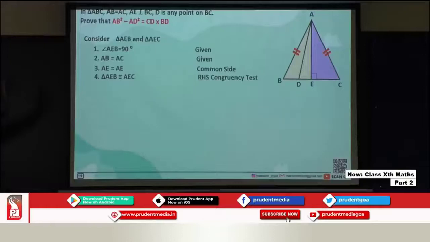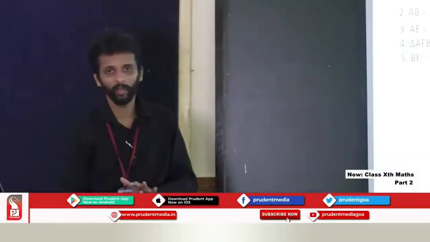So I can say triangle AEB is congruent to triangle AEC, and it is because of the right angle hypotenuse side congruency test. Once you have proved that these triangles are congruent, look at the figure carefully now. I can write BE is equal to AC. Why? Because of CPCT, corresponding parts of congruent triangles. Based on that, we have proved that.